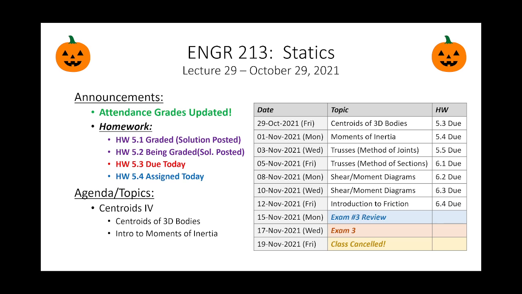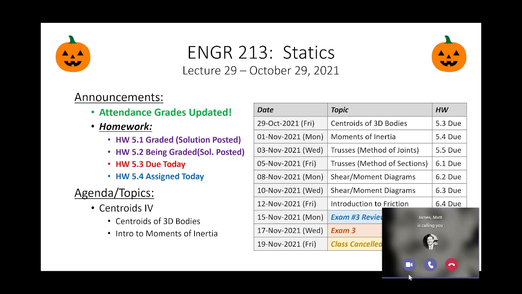What I did last semester is friction is very, very short. There's not a lot of additional material, and I was able to cover friction with just one lecture last year, but I want to make sure it has its due light under the sun.